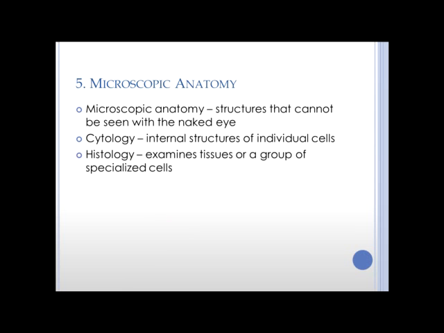And then we have histology, which examines tissues or a group of specialized cells. So if you took a sample of the liver, the histologist would actually take a look at it and decide on whether or not it was cancerous, if that's what it was sent off for, or if it was benign. Histology, the study of tissues.